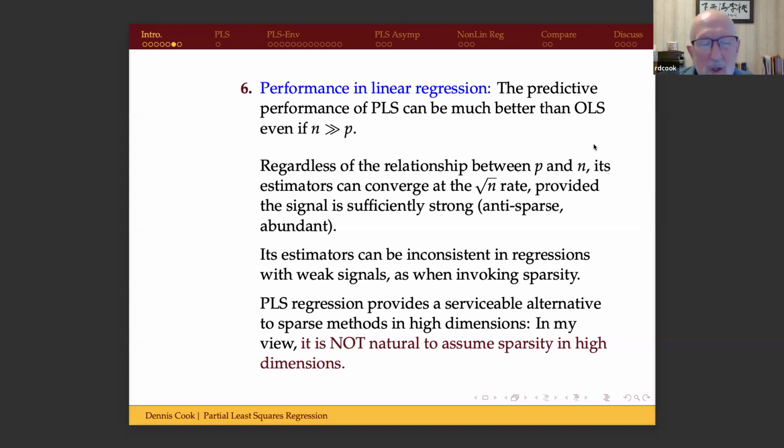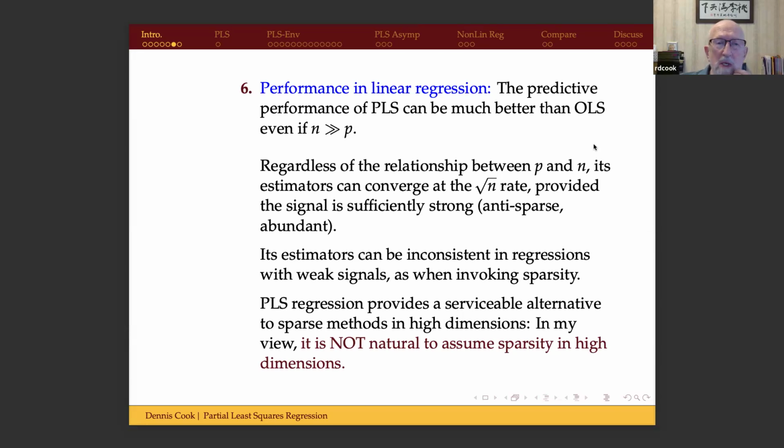Now, to performance. How does PLS regression perform? Well, it does a pretty good job. The first paragraph there under point 6 says the predictive performance of partial least squares can be much better than ordinary least squares, even if n is a lot bigger than p. So even if n is a lot bigger than p, there are still good reasons to think of partial least squares. I mention this because it's kind of a scuttlebutt that partial least squares can be used when n is small relative to p or not so big, but in my experience, it should be considered as an alternative to OLS in virtually every problem.